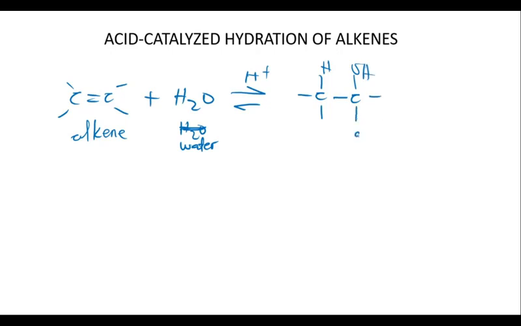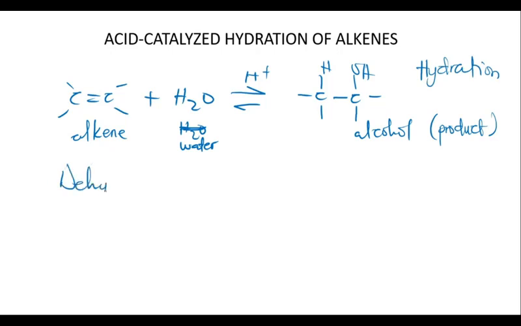So we have an alcohol as our product. Now remember, you can see I use the reversible sign over here, which means the reverse is possible. So if we have an alkene reacting with water to form an alcohol, this reaction is what we call hydration. Now the reverse is what we are calling what? The dehydration reaction.